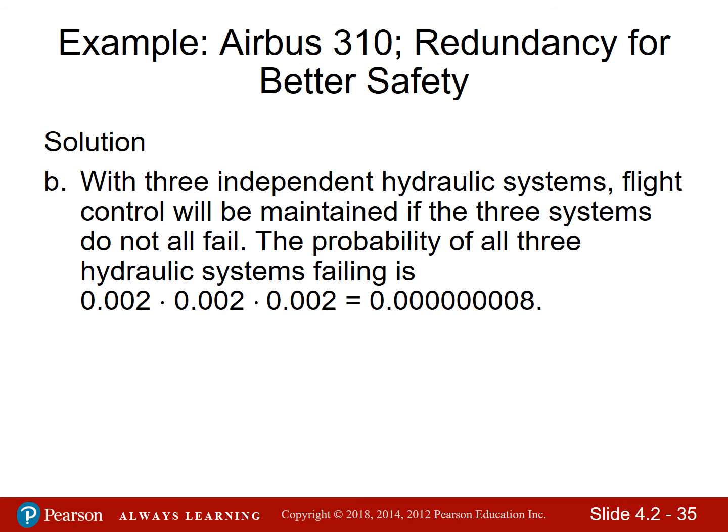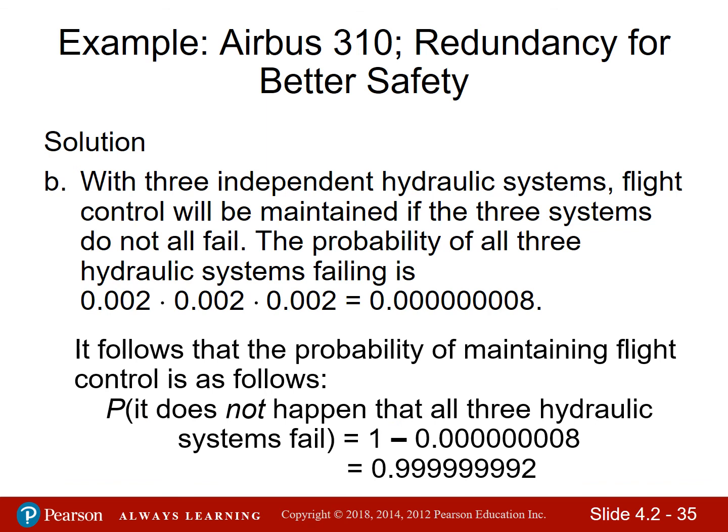With 3 independent hydraulic systems, that will be 0.02 times 0.02 times 0.02, because they are independent: first one, second one, third one. It's the multiplication rule, so we get 0.000008. So the probability of maintaining flight control is as follows: P that it does not happen that all 3 hydraulic systems fail is 1 minus 0.000008.